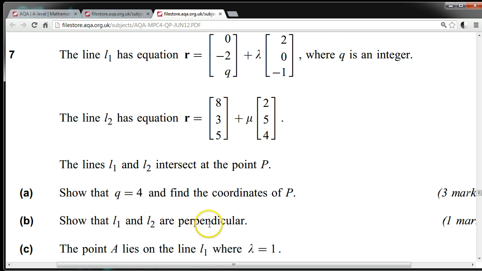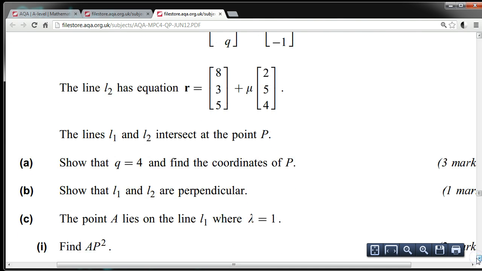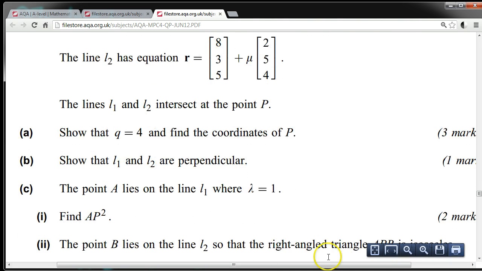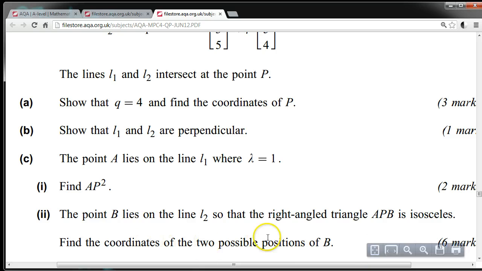Show that L1 and L2 are perpendicular. The point A lies on L1 where lambda is 1. Find AP squared. Point B lies on L2, so that the right-angled triangle APB is isosceles. Find the coordinates of the two possible positions of B. So that's the question then.